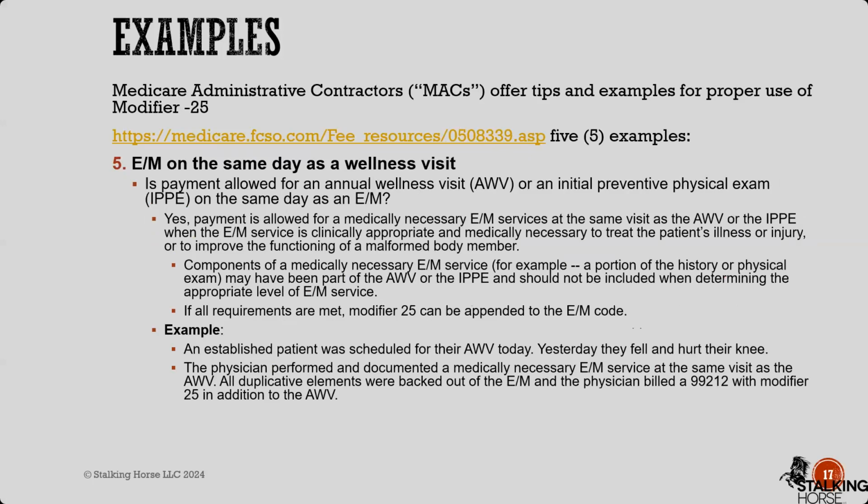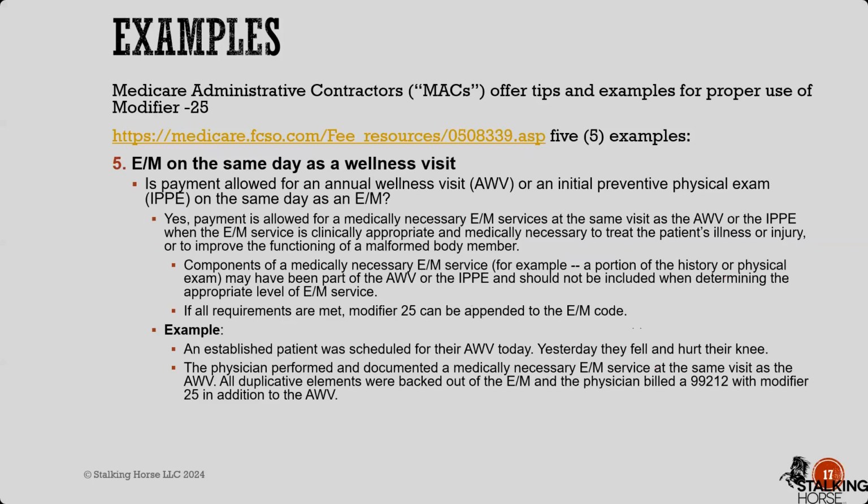So components of a medically necessary E&M service, for example, a portion of the history or physical exam, may have been part of an annual wellness visit or the initial preventative physical exam and should not be included when determining the appropriate level of the E&M service. Now that has actually become a lot easier because the E&M services now, we level them based on the medical decision making, right? So that sort of has alleviated quite a bit of that. But if all requirements are met, modifier 25 can be appended to the E&M code.